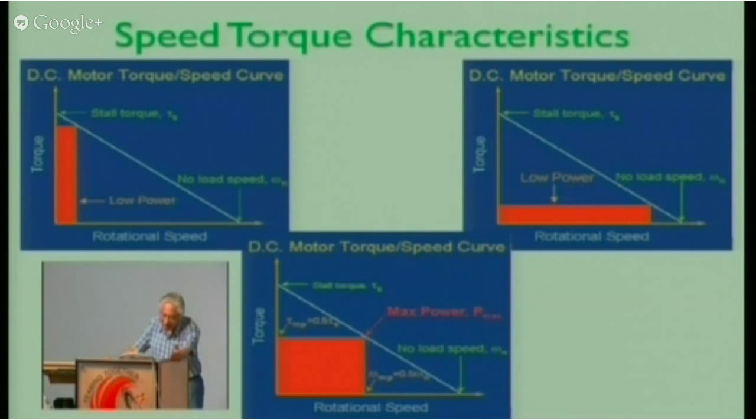So Pmax is obtained at this point, that is the midpoint of the load line. And take the third case, there also the power is very, very less at this point. So if you go to the midpoint, the power is maximum. If you go higher, power is reduced. If you go lower, the power is also reduced. So if you want to have the maximum power out of it, you have to put it at the midpoint of the load. This is what is known as speed torque characteristic.